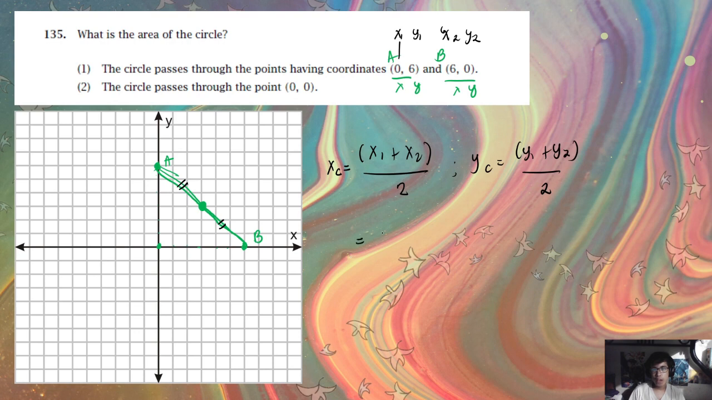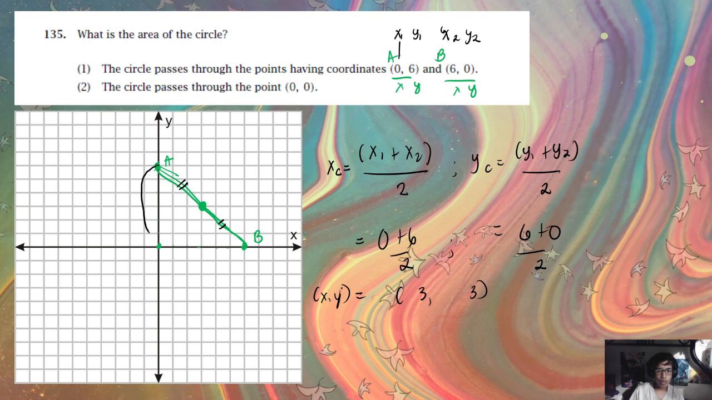So this is going to give us x sub 1, which is 0, plus x sub 2, 6, all over 2. And for y, y sub 1 is equal to 6, y sub 2 is 0, divided by 2. And therefore, the coordinates of the center of our circle are just 3 and 3. So 6 divided by 2 is 3, and 6 plus 0 divided by 2 is 3. These are our coordinates for the center of the circle. And if these are our coordinates, let's try to draw our circle here.